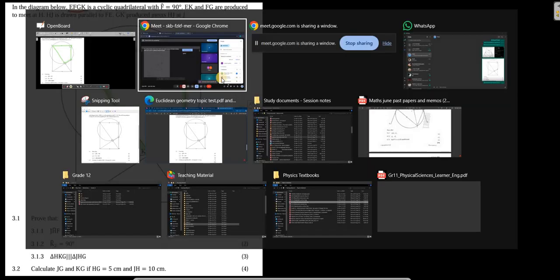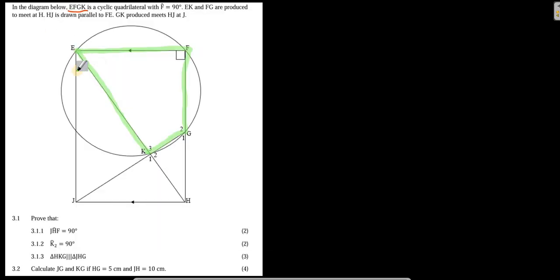Okay, that's your cyclic quad there. And from there you can get your theorems. You should always remember theorems related to a cyclic quad. The first thing we're going to do is identify that the exterior angle of a cyclic quad is equal to the interior opposite.